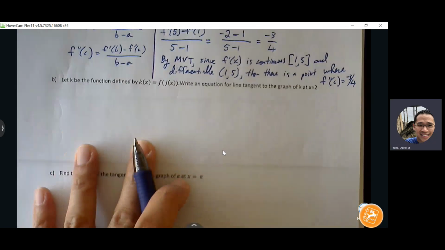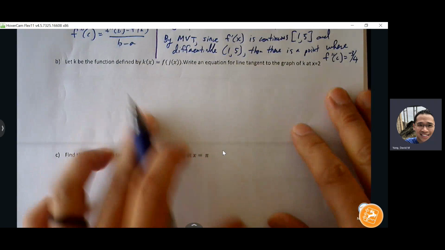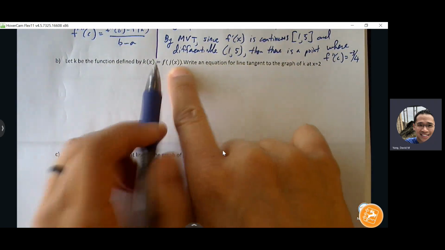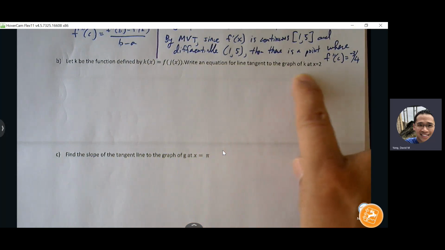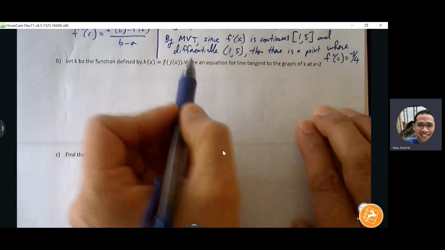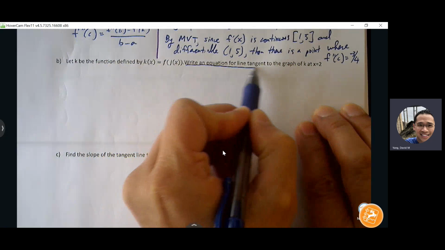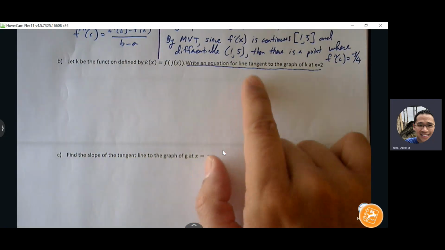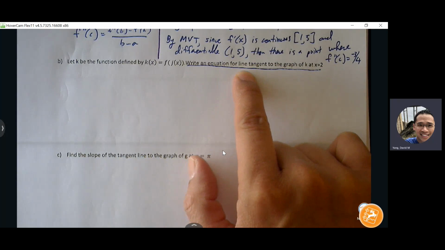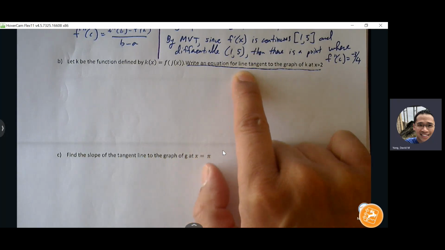Okay, part B. Let k be the function defined by k of x equals f of j of x. Write an equation for the line tangent to the graph of k at x equals 2. So we recognize this, right? We've been doing this ever since August, September. What information do we need to get to the tangent line equation?